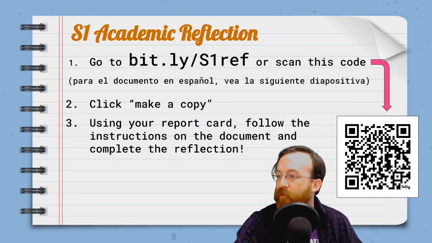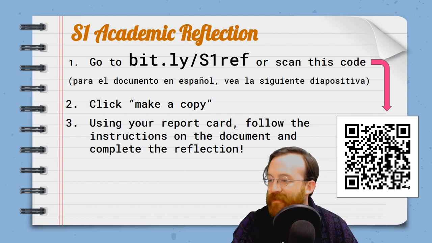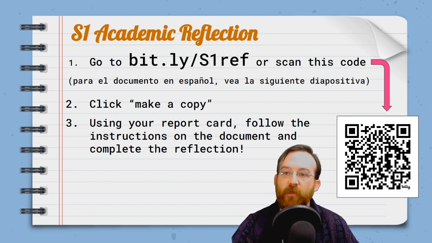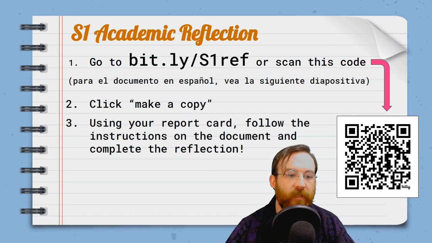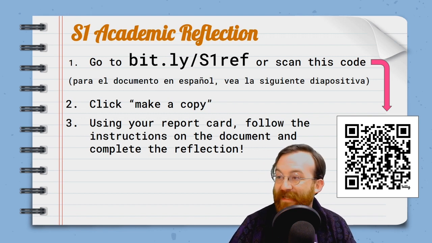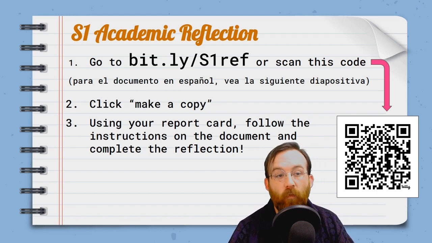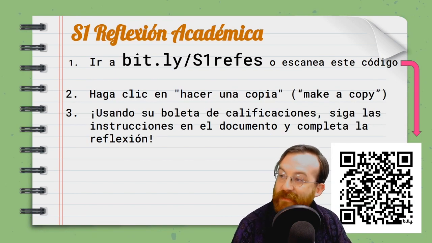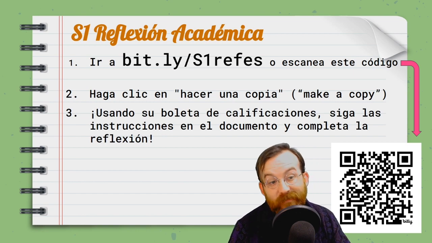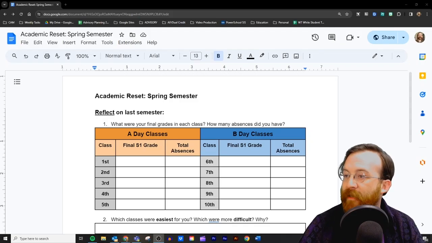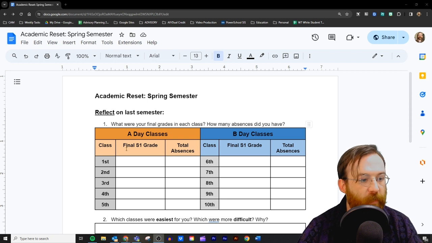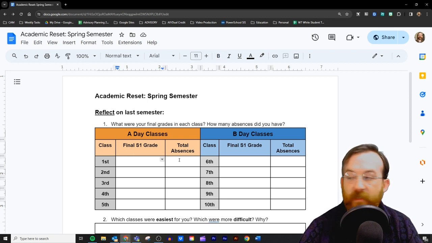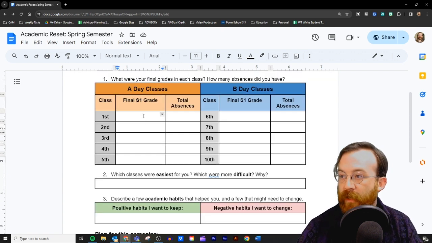But whether you were denied credit or not, you're going to be doing this academic reflection today in advisory. You're going to do something similar to what we did yesterday to get the document. It'll be bit.ly/capital S1REF. Y en español, bit.ly/S1REFES para español. And there you will make a copy of this document where the first question just asks you to put in your grades and your total amount of absences in each class. So just look at your report card and put the numbers for 1st through 5th and 6th through 10th.